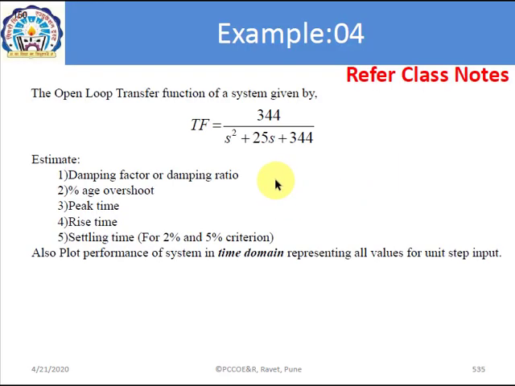The first numerical: the open loop transfer function of a given system is 344 over s square plus 25s plus 344. Estimate first the damping factor or damping ratio, second the percentage of overshoot, third the peak time, fourth the rise time, and fifth the settling time for 2% as well as 5% criteria. Also plot the performance of the system in the time domain representing all values for a unit step input.